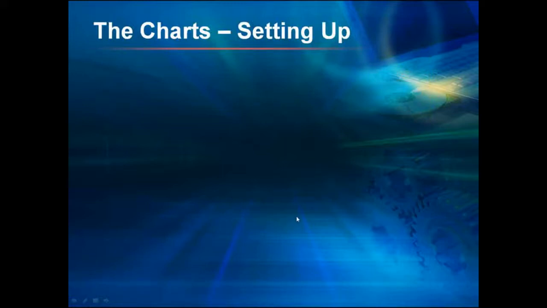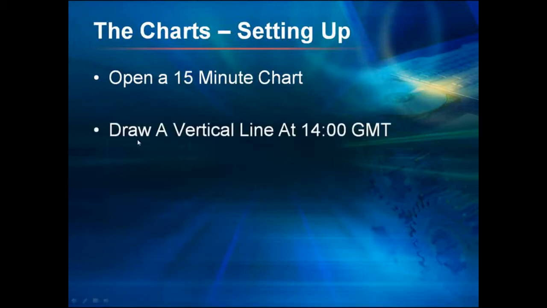To begin with, let's talk about that. You need to open a 15-minute chart. The system is intended to be traded on the 15-minute charts. On that chart, you draw a vertical line at the 1400 time, and we're talking Greenwich Mean Time here. So we draw a vertical line at the hour 1400.